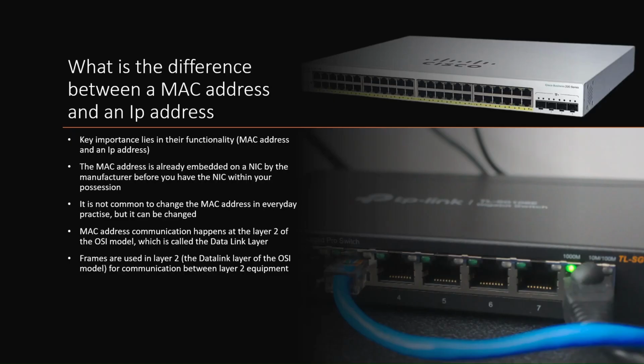So now that we have a brief understanding of the fundamental aspects of an IP address and a MAC address, let's explore what the differences are between the two. The key importance lies in the functionality they each have. Let's start out with talking about MAC addresses, and then afterwards we take the IP addresses. A MAC address is unique to each network interface card. During production, the MAC address is embedded on the card by the manufacturer. So that means a MAC address has already been predefined before you have the network card in your possession.